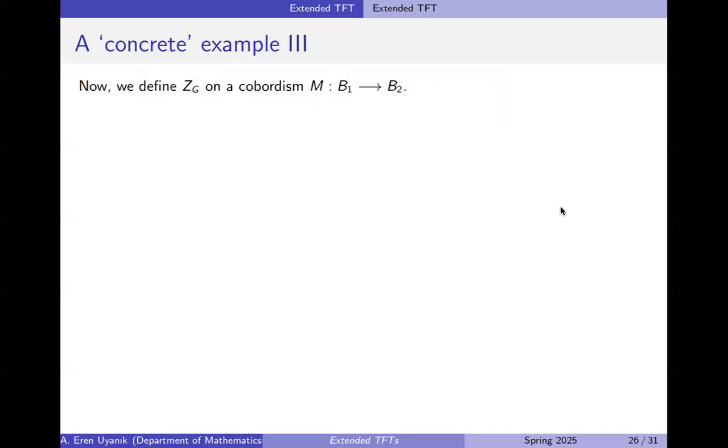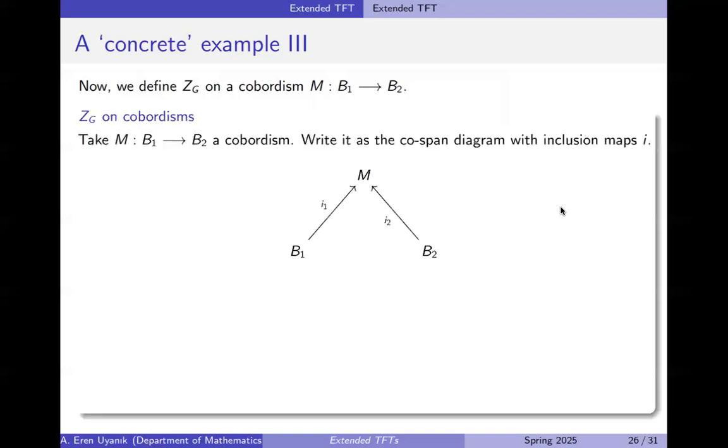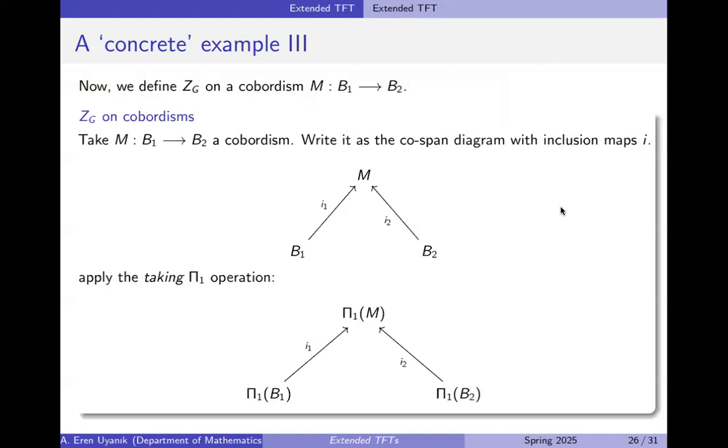What happens on cobordisms? We want to define its value on M, a manifold from B1 to B2. So Z_G on cobordisms. We write it as a cospan diagram. These are the in boundary and out boundary, and these are inclusion maps. And you apply the fundamental groupoid operation, and you end up in a diagram in the category of categories. So these are all now categories, and we still have inclusion maps. I call them the same i.